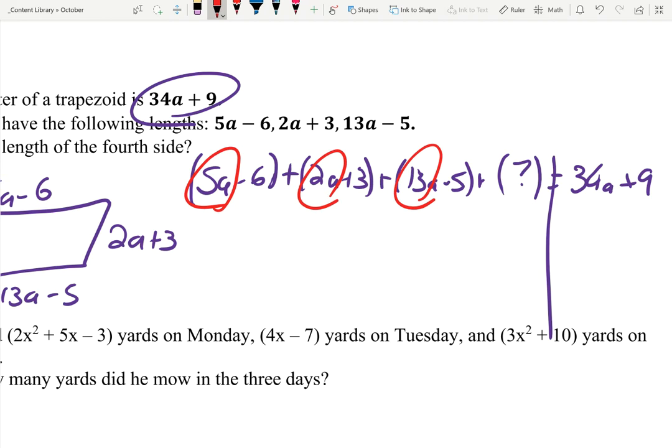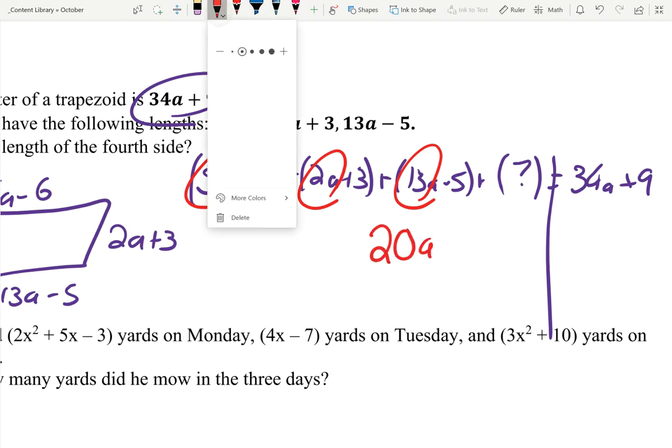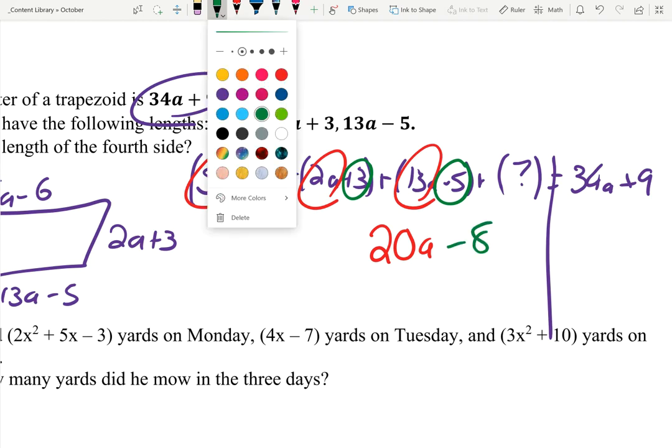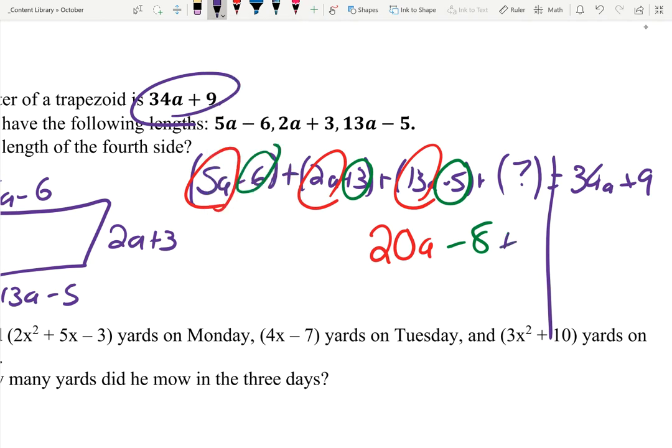5 plus 2 plus 13 makes 20. So that'd be 20a. And then we can also combine our constant terms as well. So we have negative 6 plus 3 minus 5. Negative 6 plus 3 is negative 3, and negative 3 minus 5 makes negative 8. So that'd be minus 8. Right, so we have that. And then remember, we add our mystery polynomial, which we don't know, and we equal 34a plus 9.